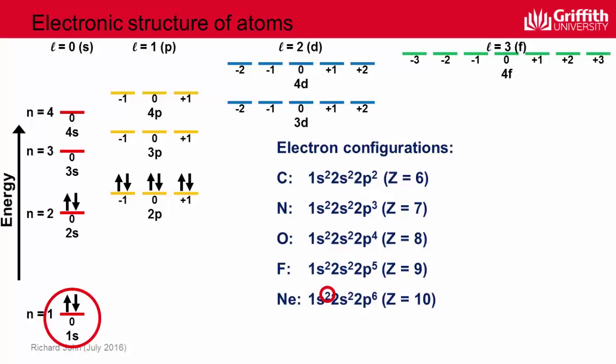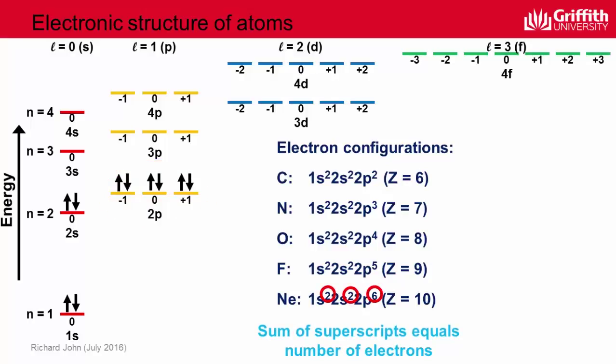So just a reminder again, can't overemphasize this point enough, those 2 electrons representing the 2 electrons in the 1s subshell, those 2 electrons representing the 2 electrons in the 2s subshell, and those 6 representing all 6 electrons in the 2p subshell. And what we see here is that when we sum the superscripts, 2 plus 2 plus 6, that equals the total number of electrons, in this case for neon, which equals 10.